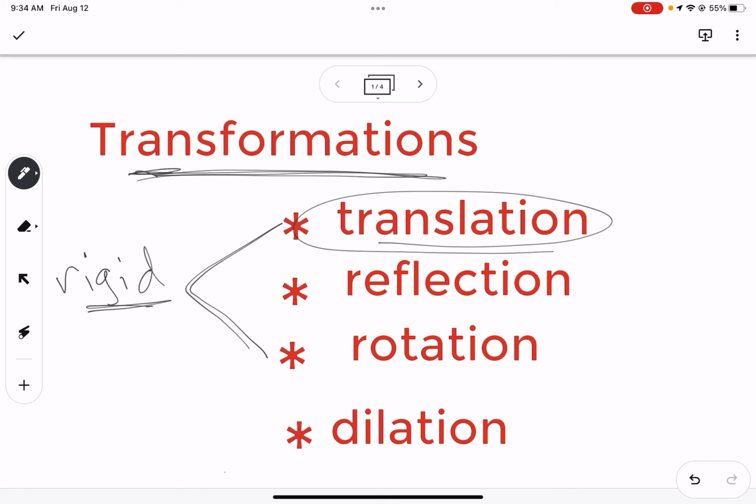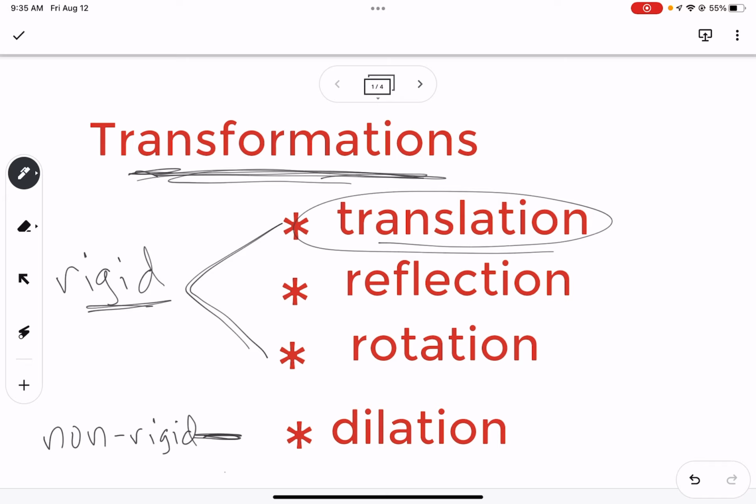What do we mean by a transformation in general? In general, something is moving in mathematics. If something is transforming, it's moved. So think of it more so as position. But when we get to dilation, we'll be changing the size of the figure. We'll be shrinking or enlarging it. This is non-rigid.